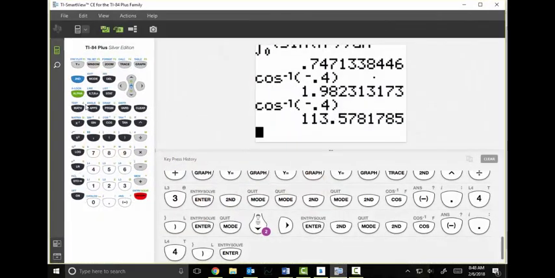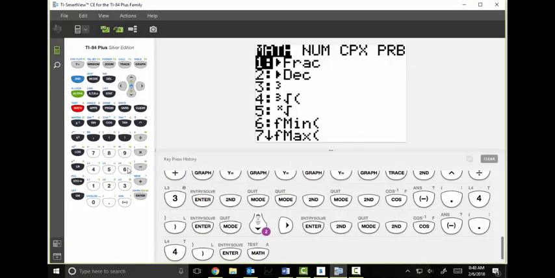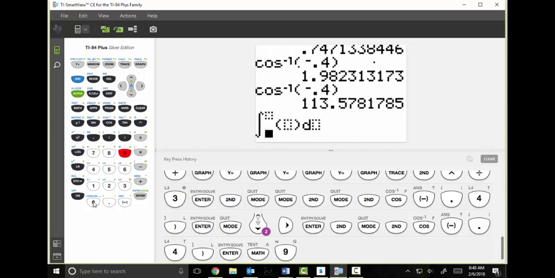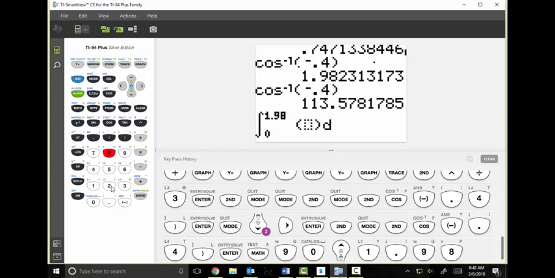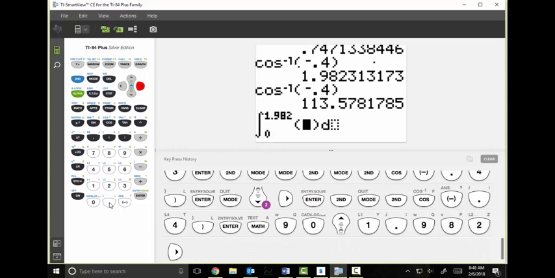Go back here. I'm going to go math. I'm going to go 9. I'm going to go 0. What did I say? 1.982. Right? Now you guys know I hate decimals, but when you're dealing with your integral, sometimes it's just easier.